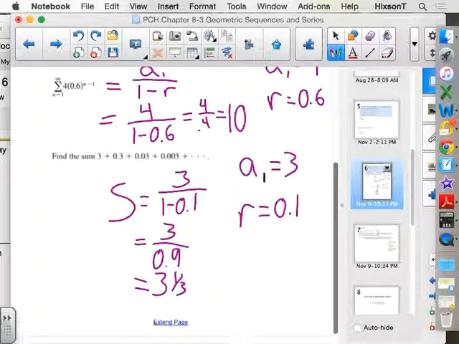So we saw this one logically. We saw that it's just going to keep adding a decimal point of 3 each time, but now we can confirm from our formula that it works that way as well.